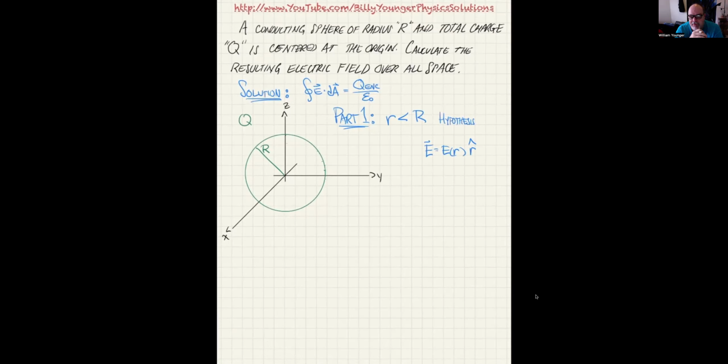In fact, you can even write out an equation for r hat in terms of theta, or actually in terms of i hat, j hat, and k hat. So that's our hypothesis right now: the E vector is going to depend only on the distance r away from the origin, and its direction is always going to be in the r hat direction.